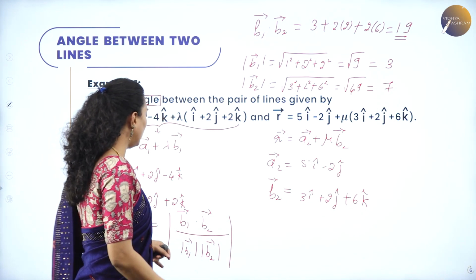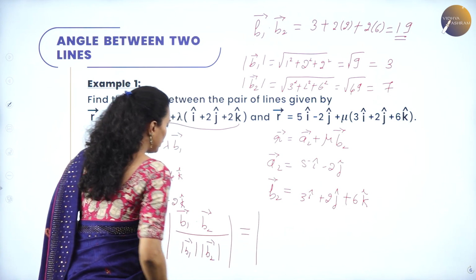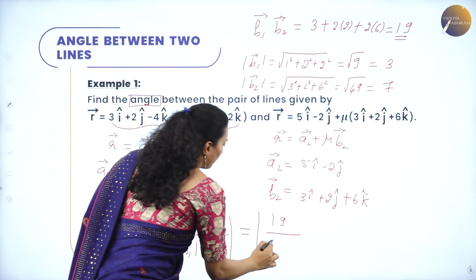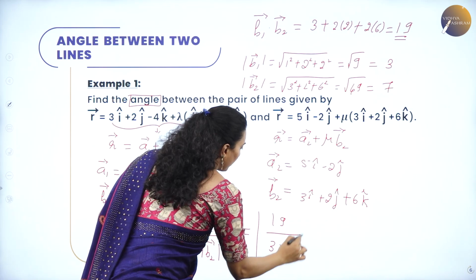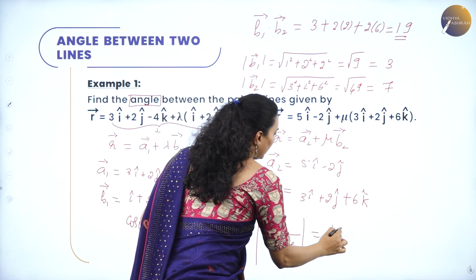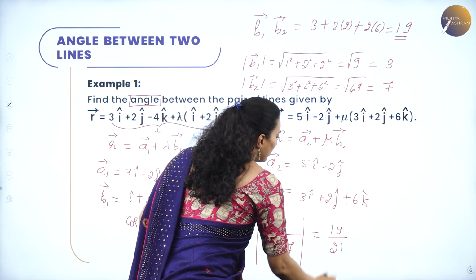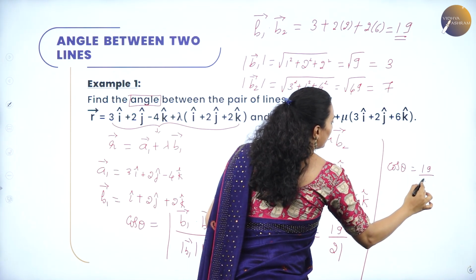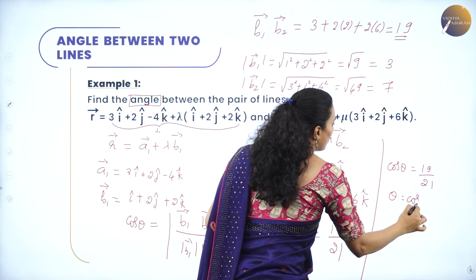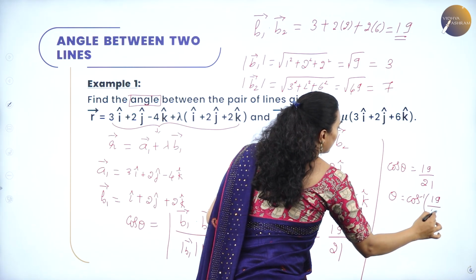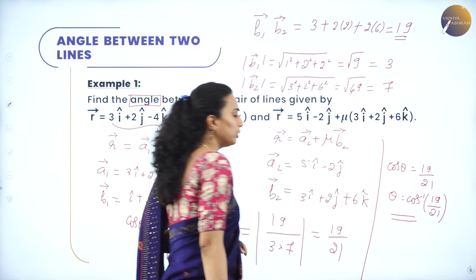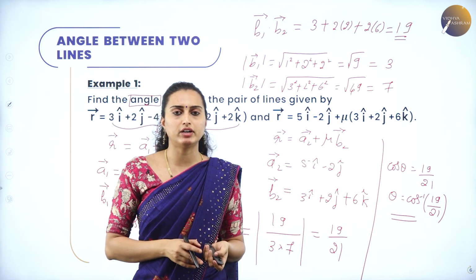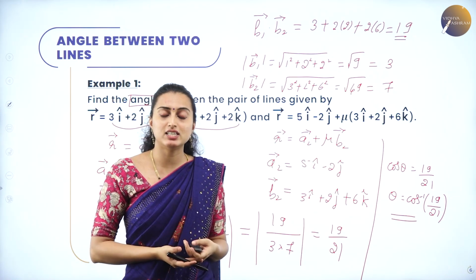Now let me substitute in the formula. So the magnitude of b1 dot b2, which is 19, divided by the b1 magnitude, which is 3, into the b2 magnitude, which is 7. So the answer you are going to get is 19 divided by 7 3s are 21. Now, cos theta is equal to 19 by 21, or theta is equal to cos inverse of 19 divided by 21, and this is the value you are going to have for the angle. That's it. Is that easier to find out?